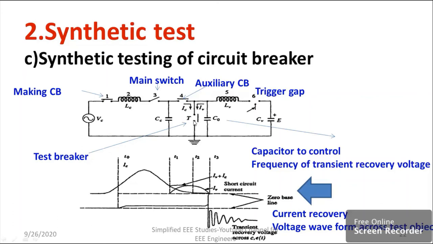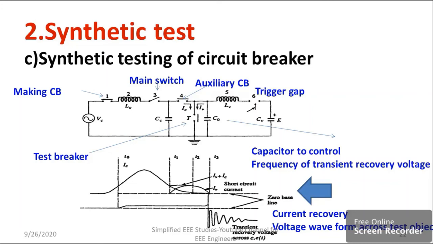By collecting the current through the inductor and voltage across the capacitors, voltages are available. You can do the analysis by measuring current through the inductor and voltage across the capacitor. Current and voltage parameters can be very clearly observed. So that's a speciality of doing the synthetic testing. That means we can do the analysis of the behavior of arc.